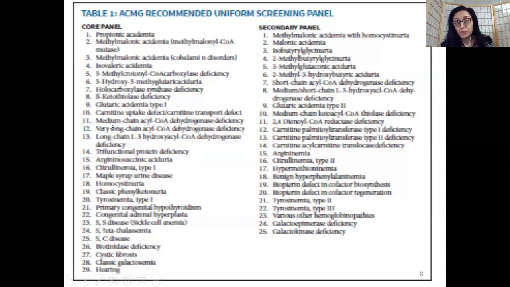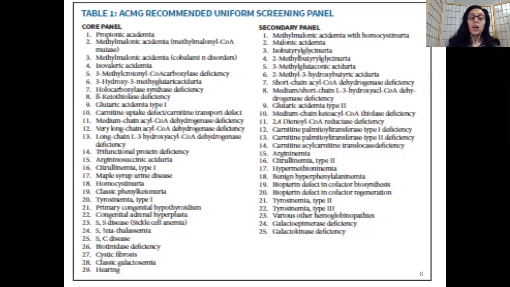For example, medium chain acyl-CoA dehydrogenase deficiency, and very long chain and long chain acyl-CoA dehydrogenase deficiency. These are metabolic disorders related to fatty acids. You obviously have phenylketonuria in this as well, and you have tyrosinemia. So many of these 29 conditions are dietary in nature.